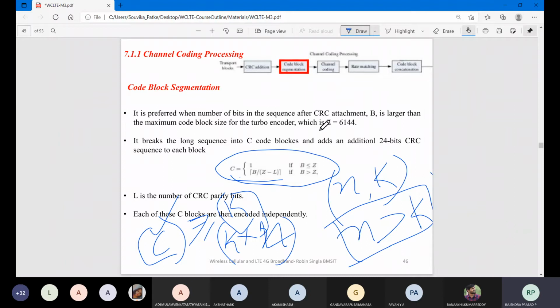The same principle is followed for code block segmentation as well, but using these expressions.